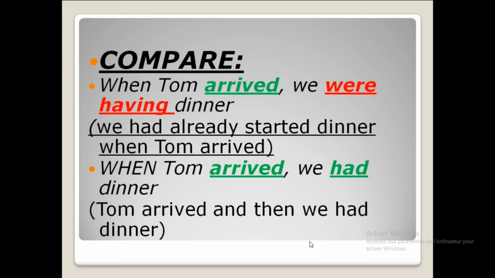Okay? When Tom arrived, we had dinner. Here, Tom arrived and then we had dinner. He arrived first and then dinner was second. But in the first sentence, when we use past continuous, we were having dinner. We had already started and then he joined us. He came and then we ate dinner together, okay?